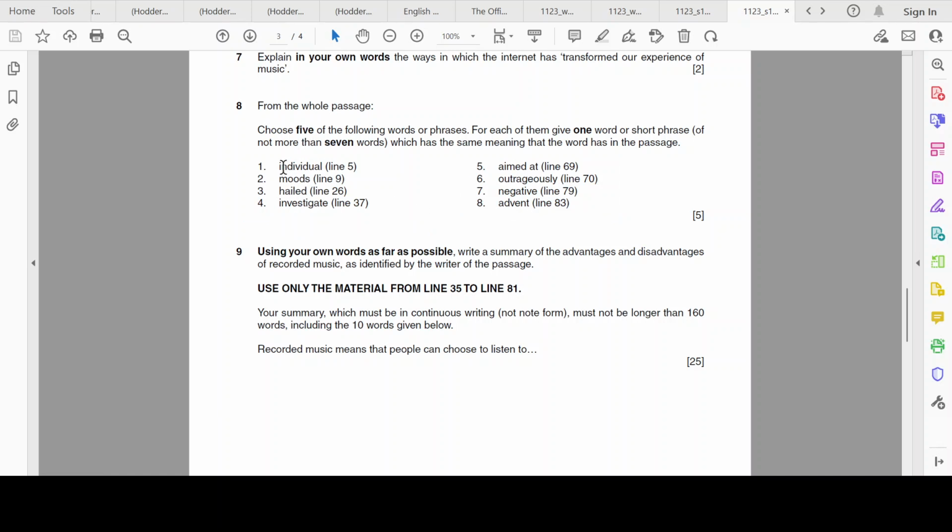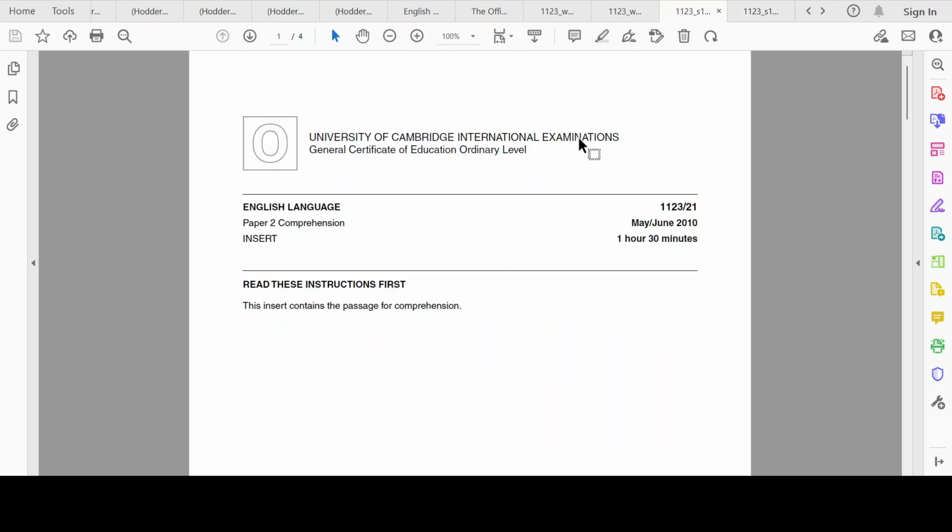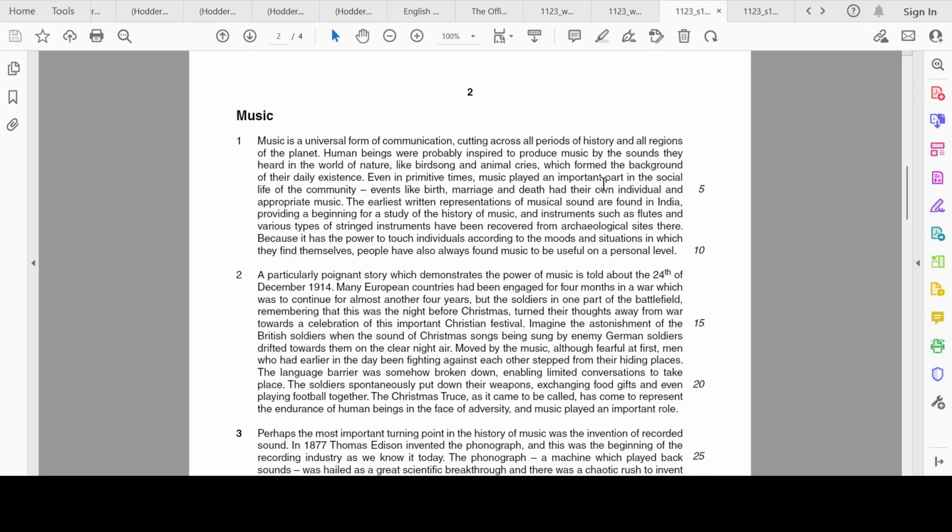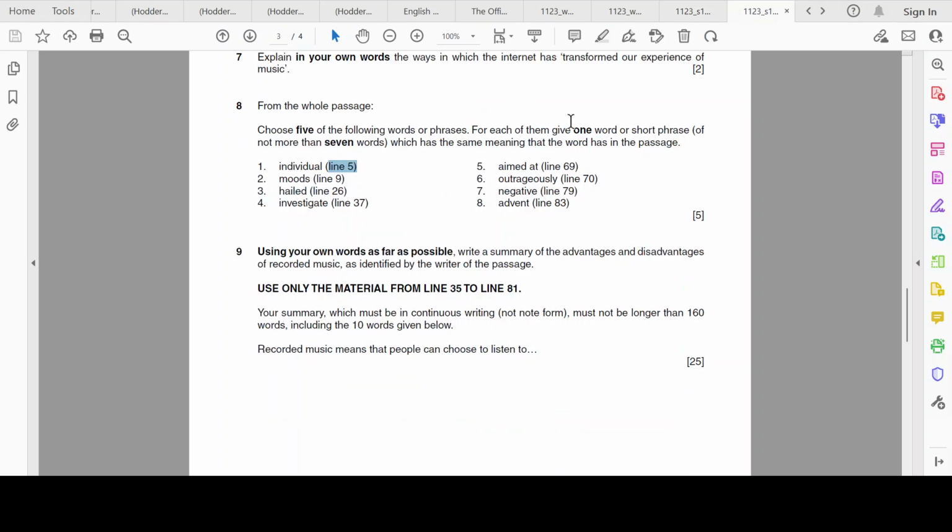So you need to take a look at the way the word individual is used in line 5 of the text. Over here, that marriage and death had their own individual and appropriate music. And write down what meaning you think it holds as its contextual meaning.